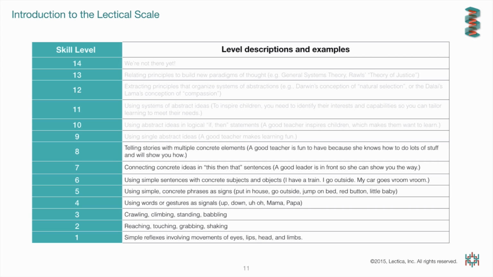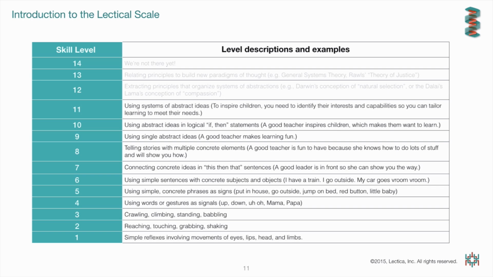At level 8, they begin telling stories with multiple concrete elements, such as "a good teacher is fun to have because she shows you how to do lots of stuff and will show you how." At level 9, children construct single abstract ideas, such as "a good teacher makes learning fun." At level 10, adolescents use these abstract ideas in logical if-then statements, such as "a good teacher inspires children, which makes them want to learn."